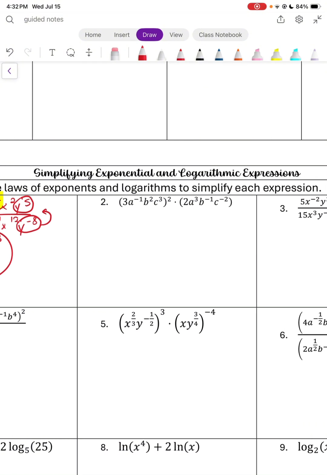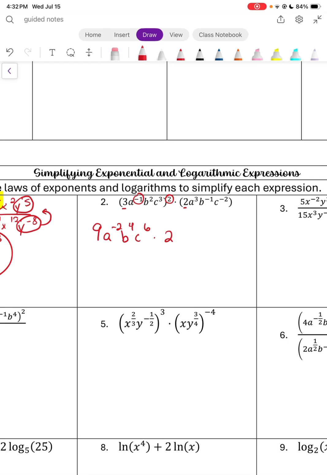Next one, you can do some stuff with your negative exponents if you'd like to. I'm not going to on this one. Raising everything to the second power. 3 times 3 is 9. Now notice I went ahead and multiplied those out. Why did I? Because this over here is a base 2, so it's not going to be the same base. You have a to the negative 1 to the second power, power to power multiply. B to the second is b to the fourth. C to the third to the second, power to power multiply.